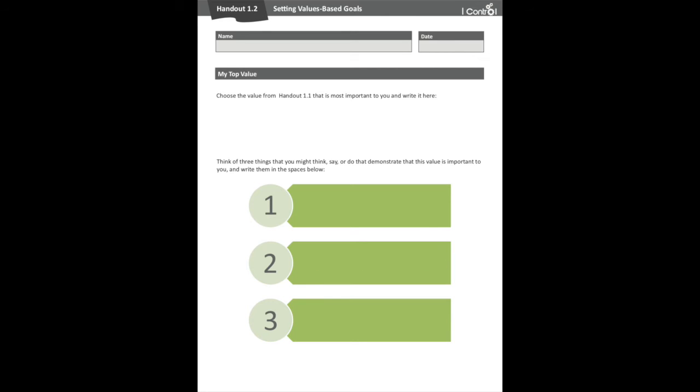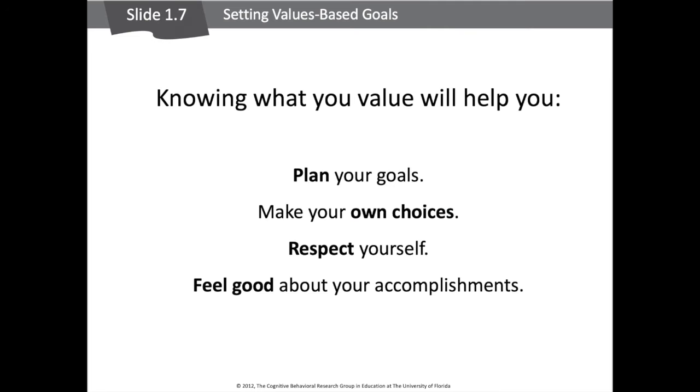Pause the video and fill in the rest of Handout 1.2 with 3 things you might think, say, or do that shows the value you selected is important to you. When you are done, press play. It is important to know your values and stay true to what's important to you so you can make your own choices rather than going along with the choices of others.